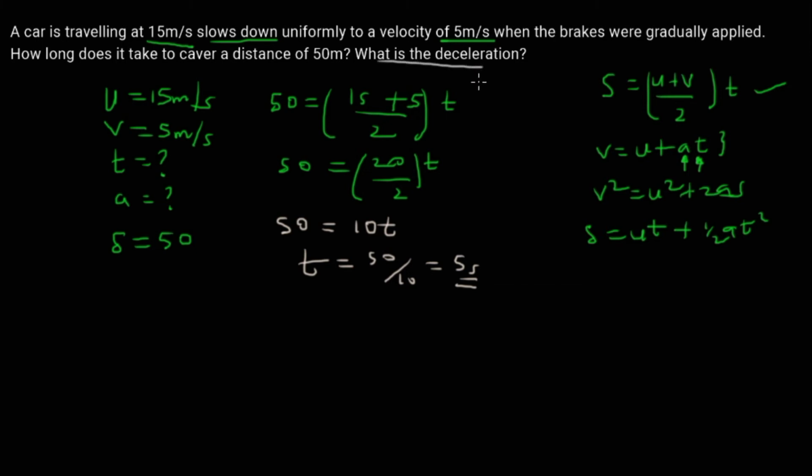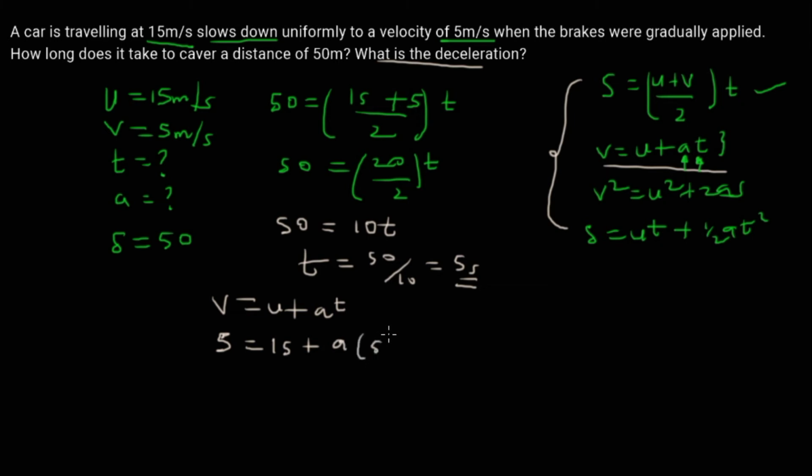Now, what is the deceleration? To find the deceleration, we can make use of the second equation. Since we have v, we have u, and we have t already, and then a is the unknown. So just one unknown. We make use of the one with one unknown. Alright, so if v is equal to u plus at, then the v in this case is 5 meters per second, the u is 15, the a is unknown, and the time is 5 seconds.